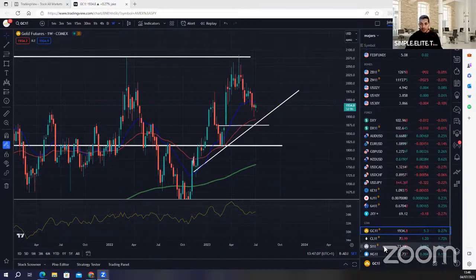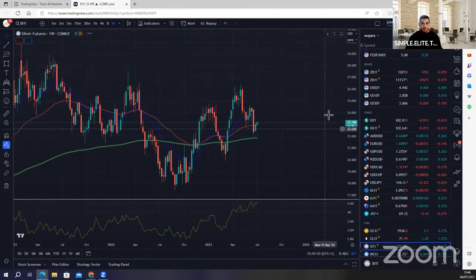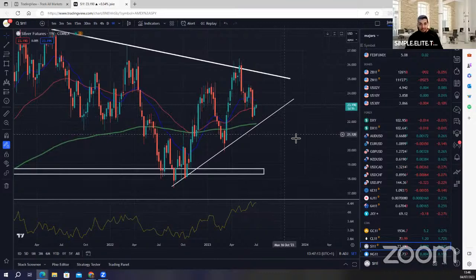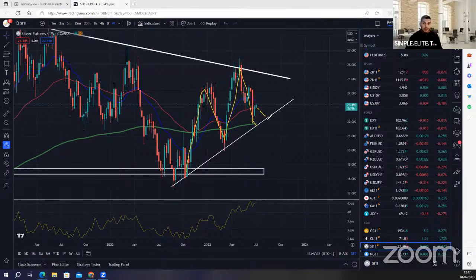Silver as well is on top of my list, if coming at this 22 again. So this is the weekly time frame, still on uptrend. You can see a huge phase on silver as well in the price action. And I want to see price now coming again at this trend line, rejecting here and here to be on the long side.